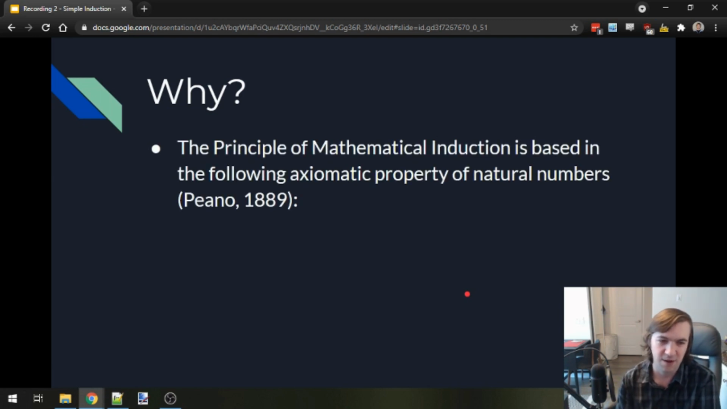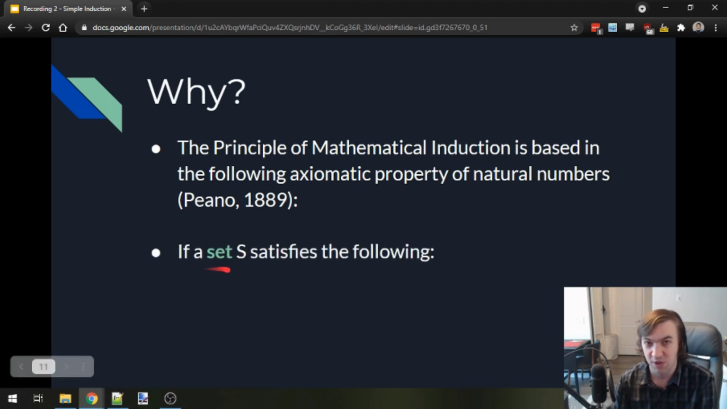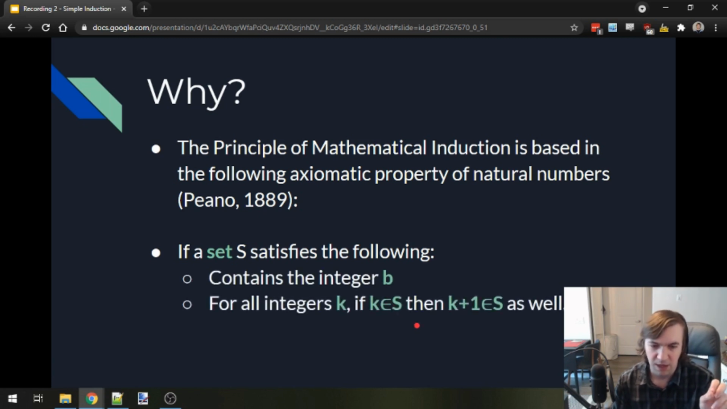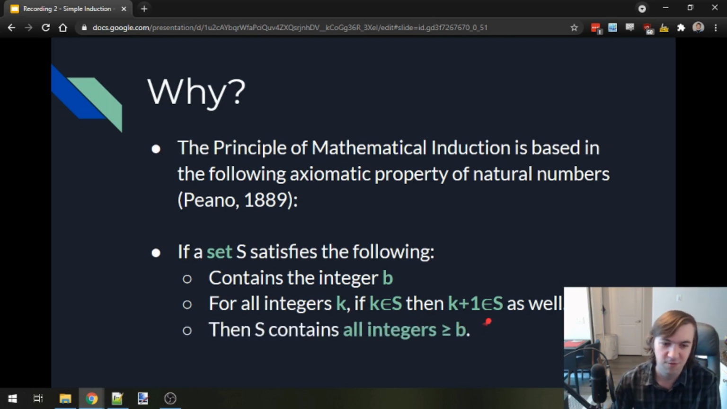It's basically something that goes back to a long dead person who described a property of natural numbers way back from a long time ago, which is that if you have a set with the following properties, where b is in the set, some integer, and for all integers, if k happens to be in the set, then k plus 1 also happens to be in the set, then you can conclude the set has all integers that are at least equal to b. And if you think this through, this sort of makes sense, right?